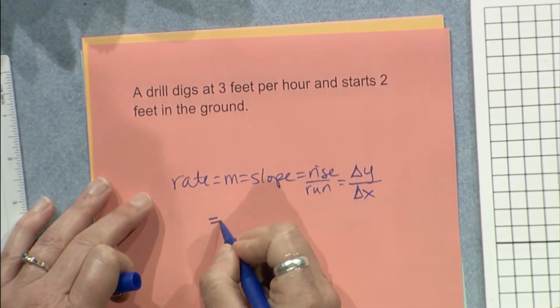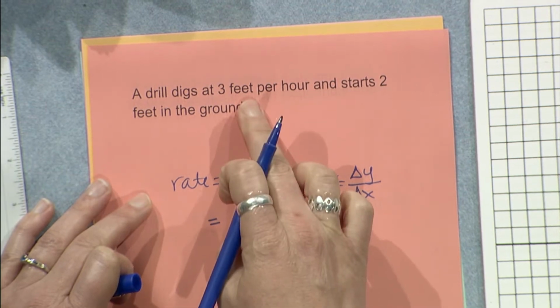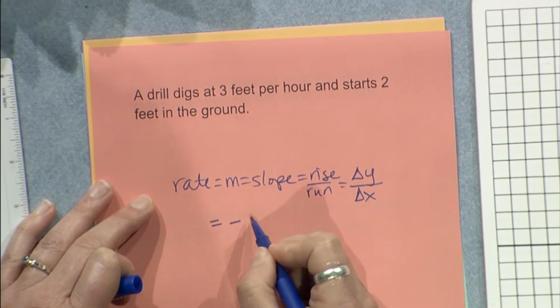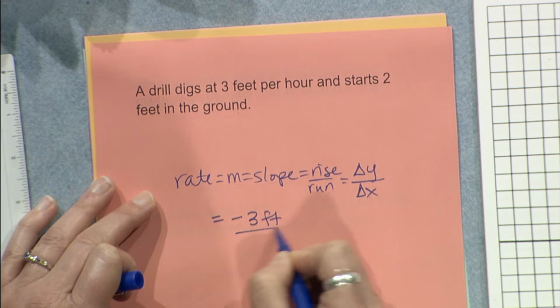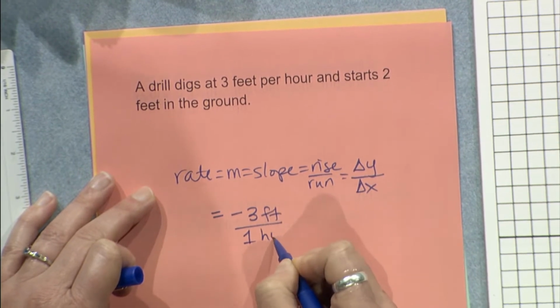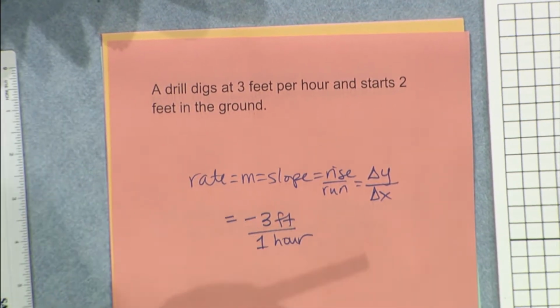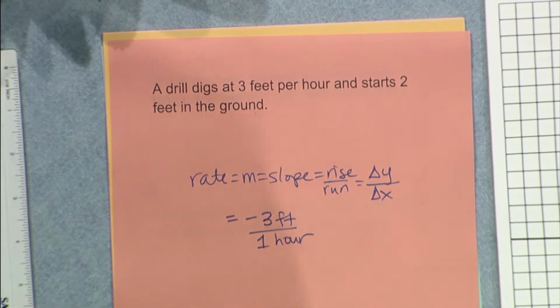So what's happening in this scenario? You said we're changing at 3 feet per hour. So we're going down 3 feet per 1 hour. So that's our rate, or our m. So now for our equation, y equals mx plus b, our rate is y equals negative 3x.